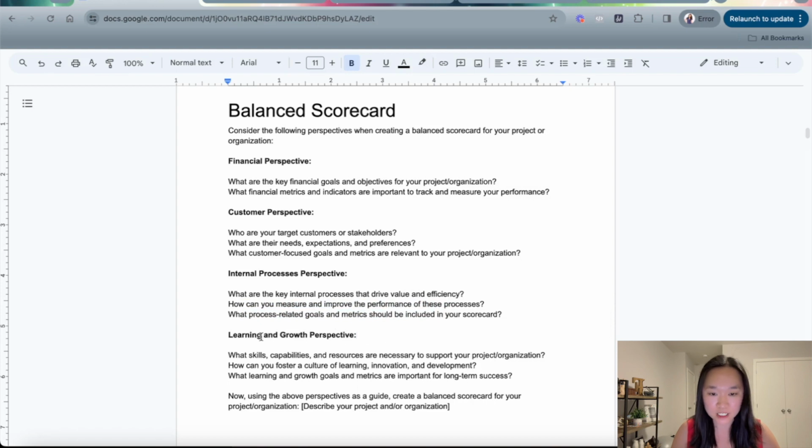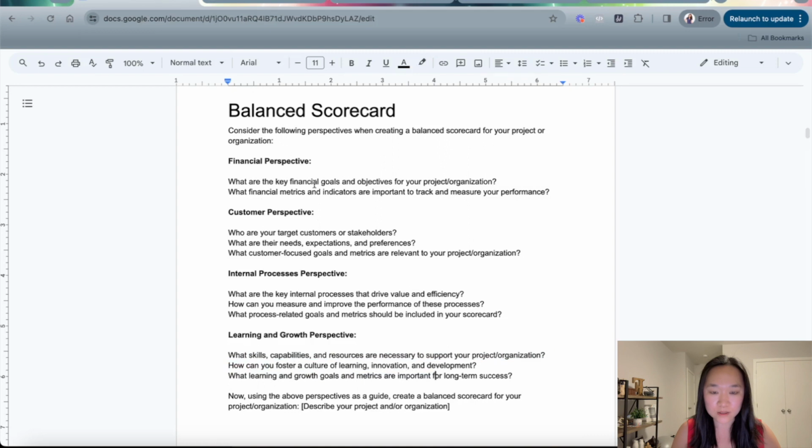The last section of the balanced scorecard that we're asking ChatGPT to write is a learning and growth perspective here. And so inside of this section, we have three different things that we want ChatGPT to consider. The first part is what skills, capabilities, and resources are necessary to support your organization? How do you foster a culture of learning, innovation, and development? And lastly, what learning and growth goals and metrics are important for long-term success?